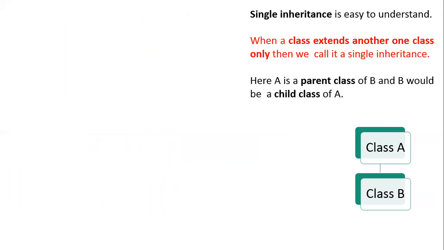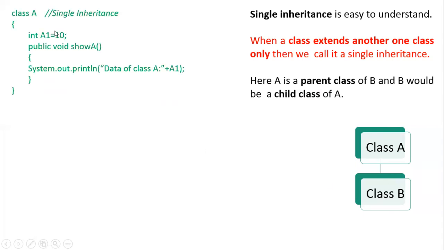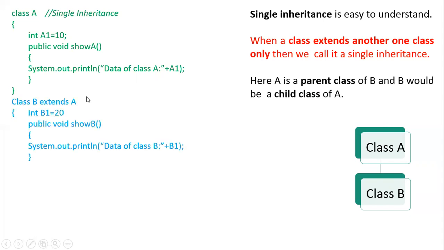It is very easy to understand: one class is extended by another class. So this is an example of single inheritance. Here A is a parent class and B is a child class. And this is an example. Class A has a variable A1 and one method which prints the value of A1. Now this class is extended by class B. Class B has its own variable B1 and its own method, and it has inherited this variable and this method of class A also.